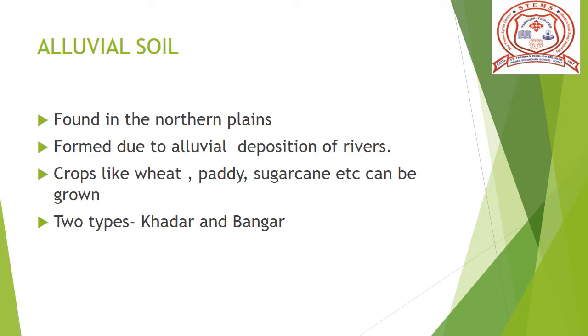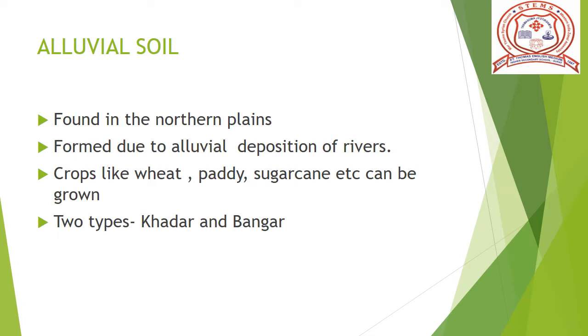This type of soil is found in 43% of total area of India. It is found in the northern plains from the Brahmaputra valley in the east up to Satluj in the west and in the delta regions. It is formed due to the alluvial deposition by the rivers. In this soil, there is less proportion of nitrogen and humus.